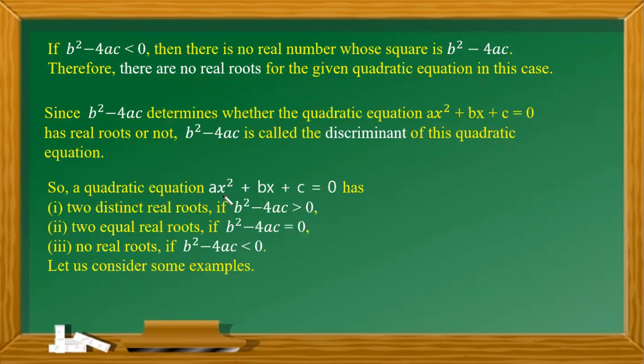So a quadratic equation ax² + bx + c = 0 has two distinct real roots if b² − 4ac is greater than 0, that is positive. Two equal real roots if b² − 4ac is equal to 0. No real roots if b² − 4ac is less than 0, that is negative. Let us consider some examples.